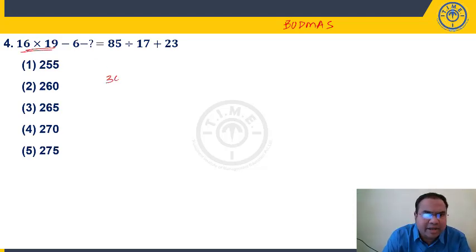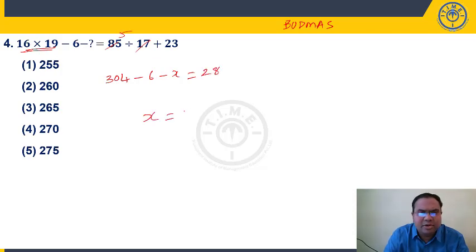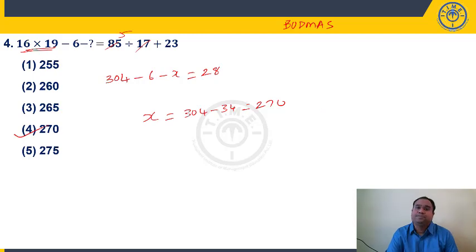16 into 19, you know multiplication table, it is 304 minus 6 minus x is equal to, this is division first, 17 goes 5 times, 23 plus 5 is 28. So I can say x is equal to 304 minus 34, it is 270. 270 is present in choice 4. 304 minus 28 minus 6 is minus 34. If I remove 34, it will be 270.